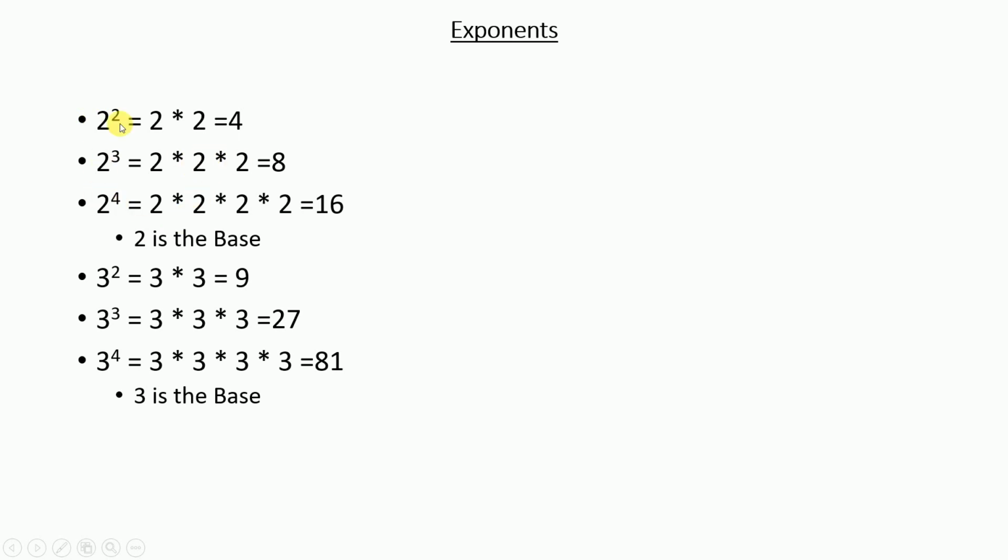In all these 3 operations, 2 is the common base, whereas the exponents are different. Here it is 2, here it is 3, here it is 4. Similarly, in all these operations, the base is the same. It is 3. 3 square means 3 into 3. 3 cube means 3 is repeated 3 times, but multiplication is performed twice. 3 to the power of 4, you have 4 3's and 3 multiplication operations.